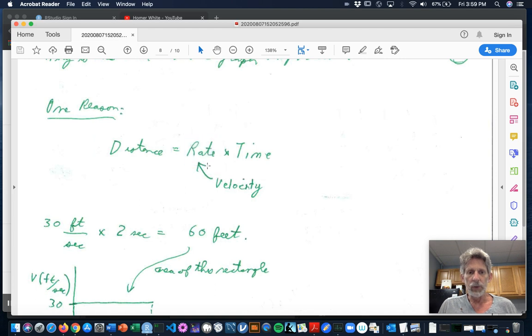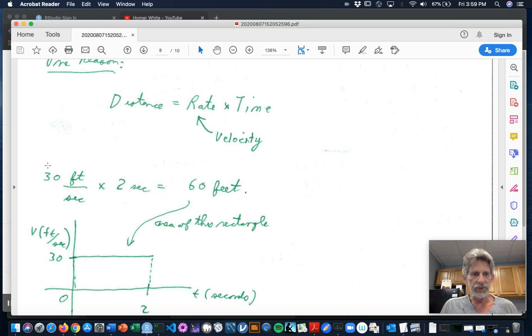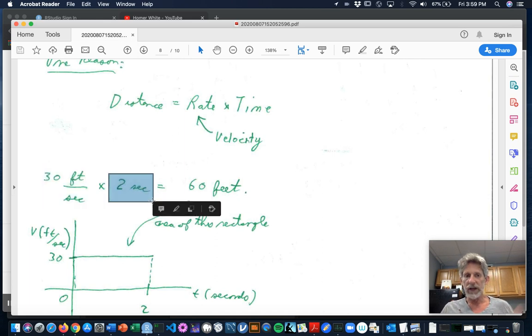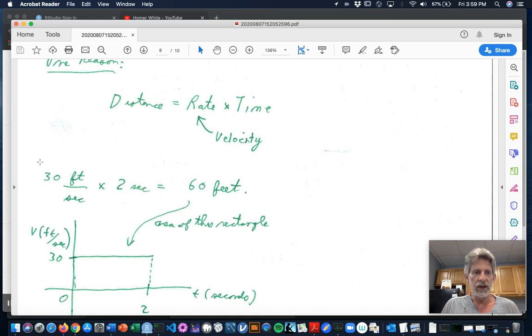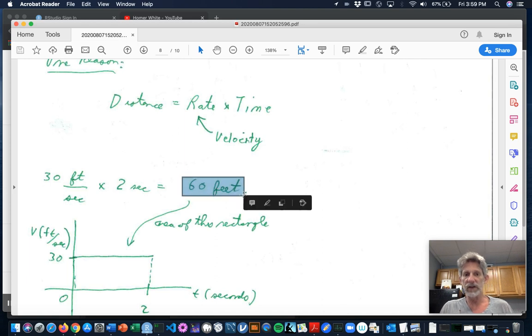The rate here is more formally called velocity. So for example, if your velocity is 30 feet per second and you go at that velocity for 2 seconds, multiply these out, the seconds will cancel. The 2 times 30 is 60, so you went 60 feet.